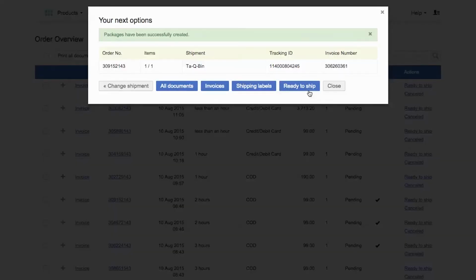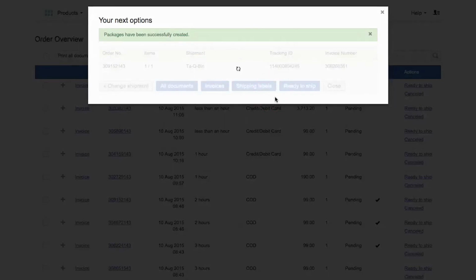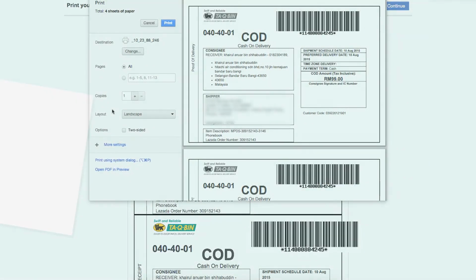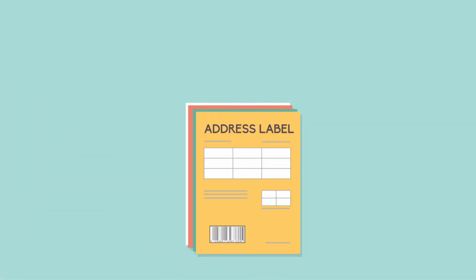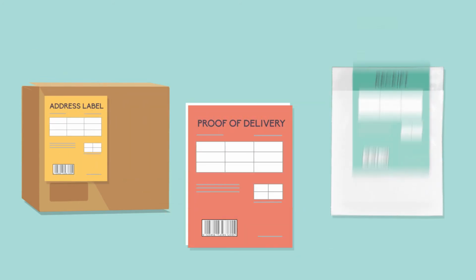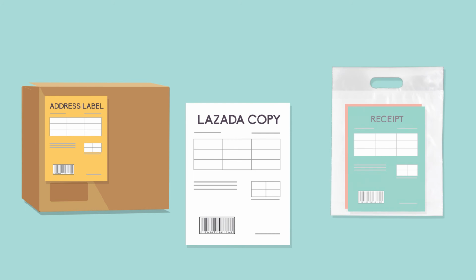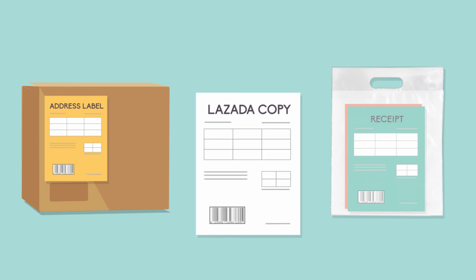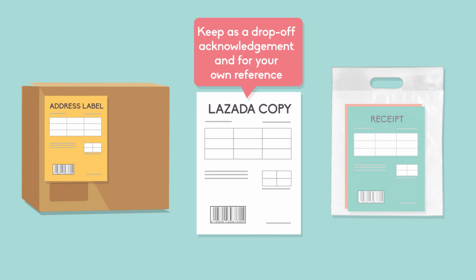An automated tracking ID will be generated. Click Shipping Labels. The shipping labels will be ready for printing. There are four copies of the shipping labels. Paste address label on the parcel. Insert receipt and proof of delivery into the transparent pouch. Keep Lazada copy as a drop-off acknowledgement and for your own reference.